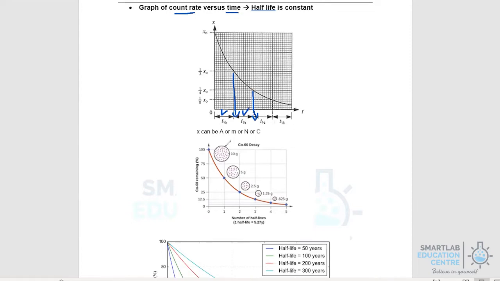We can also picture it in terms of the mass of the radioactive nuclei. Say, for example, we start with 10 grams, and the time it takes for it to drop to 5 grams would actually be the first half-life. And for 5 grams to drop to 2.5 grams, it will require 2 half-lives. And for it to drop to 1.25 grams, it will require 3 half-lives.